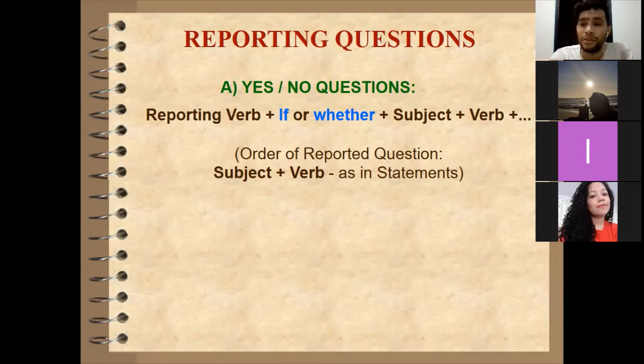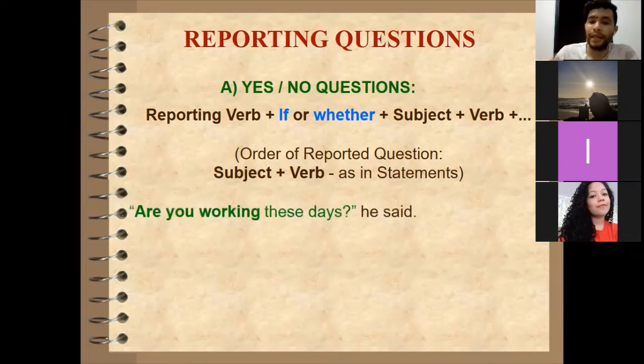Right? So, when we use WH questions, there is no way to use "that". In English, we don't use "that". In Spanish, maybe it's a little possible, but it's also weird. But let's go to it.